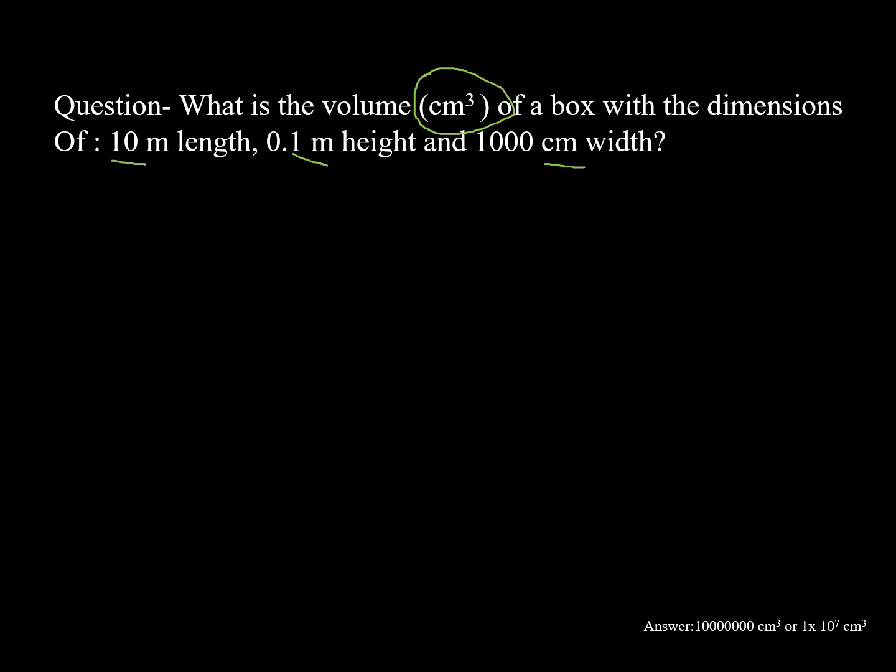So if you recall, I'll give you a clue. 1 meter is equal to 100 centimeters. Okay? So you first convert the length and the heights to centimeters, and then you multiply the three numbers together, and you should get 1 times 10 to the 7. Again, this is worked out for you in the answers that I provide on the Common Blackboard site.